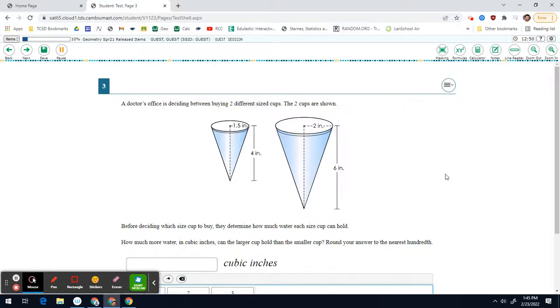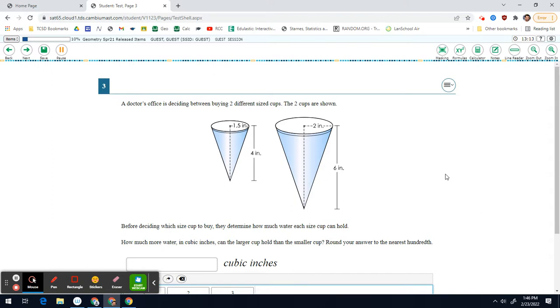This is the Geometry OST Spring 2021 question number 3. It says a doctor's office is deciding between buying 2 different sized cups. The 2 cups are shown. Before deciding which size cup to buy, they determine how much water each size cup can hold. How much more water in cubic inches can the larger cup hold than the smaller cup? Round your answer to the nearest hundredth.